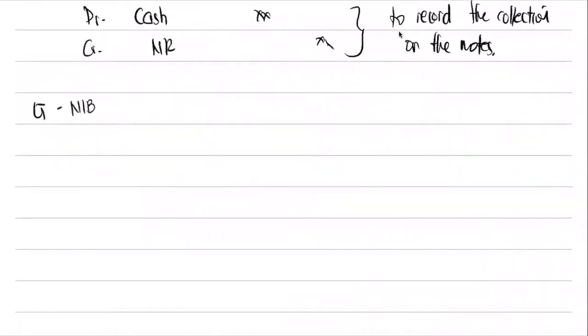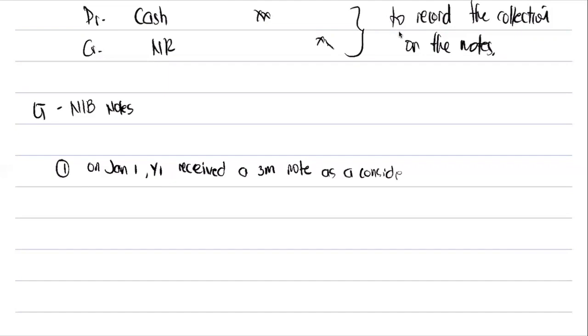Long-term non-interest-bearing notes. Okay. So we will only have, again, 2 examples here: an example where there's no principal repayment and one where there's principal repayment. So example 1: on January 1, year 1, receive a 3 million note as a consideration for the sale of goods.